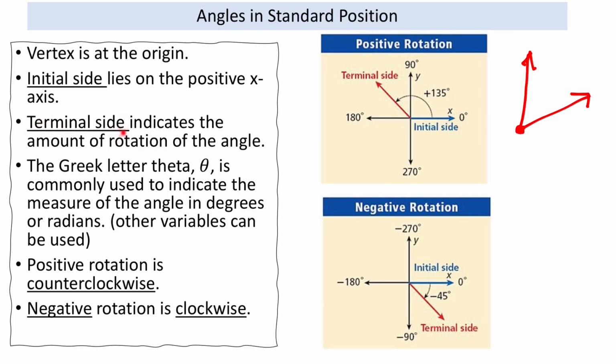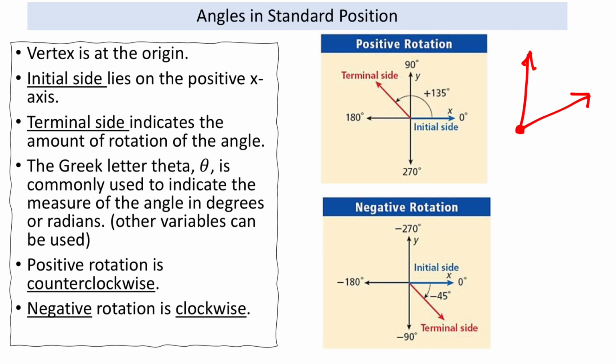Then the terminal side will indicate the amount of rotation of the angle. The terminal side is also a ray emanating from the origin, but it can be anywhere in the whole 360-degree range. We sweep using an arc as an indicator of which direction and how much sweep we have, starting at the initial side through to the terminal side right here. And so we can see that this angle is this size here, which is 135 degrees.